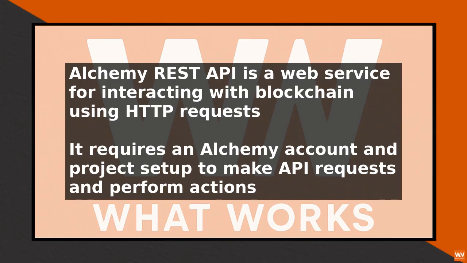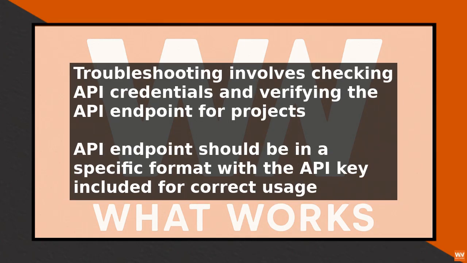The Alchemy REST API is a web service that allows you to interact with the blockchain using standard HTTP requests. To use the API, you need to have an Alchemy account and a project set up. Once you have your project set up, you can start making API requests to perform various actions such as fetching blockchain data, sending transactions, and more. To troubleshoot issues with the Alchemy REST API, follow these steps.